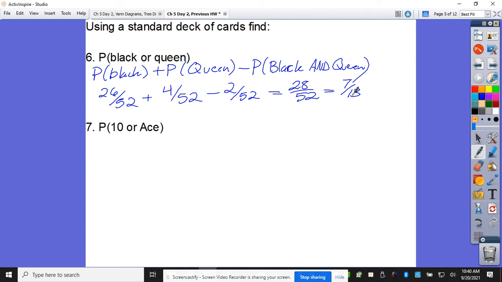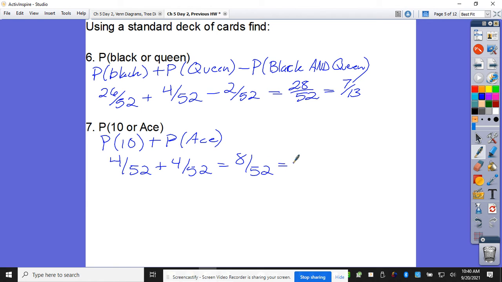Can these overlap? So this one we're just doing probability of 10 plus probability of ace. How many 10s are there? 4. How many aces? 4. 8, which gives me 2 out of 13. Anything with cards gets really easy because you're very often using multiples of 4 and 13 when you start realizing that. Do it for a while.